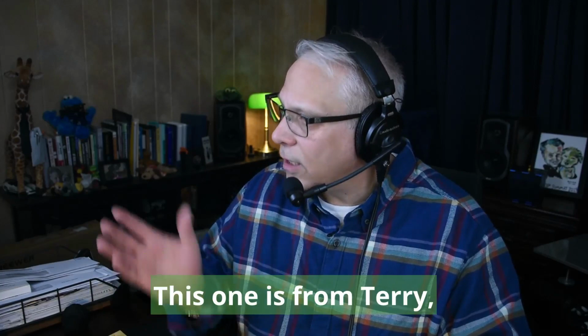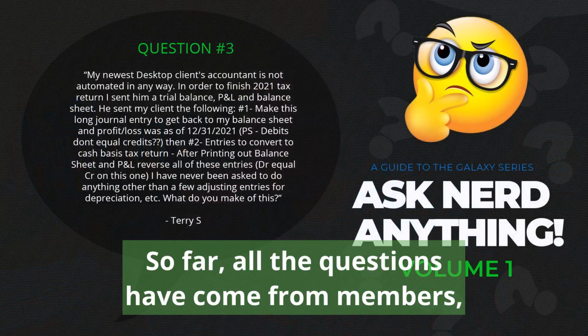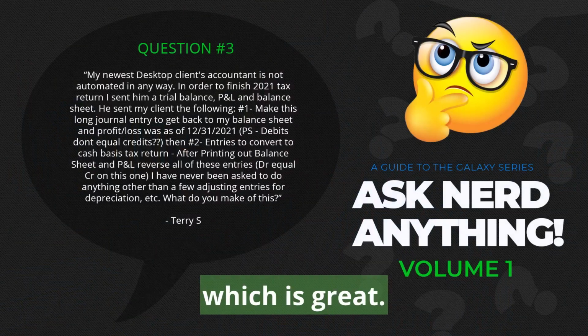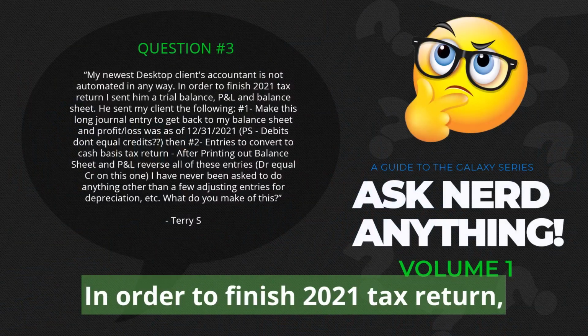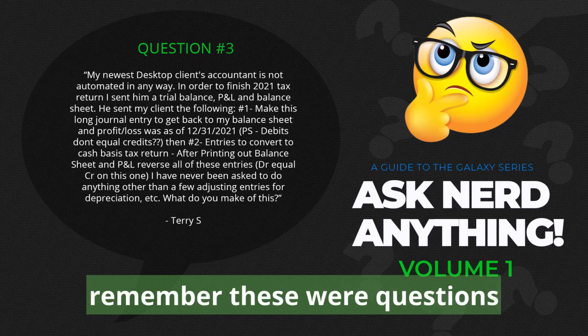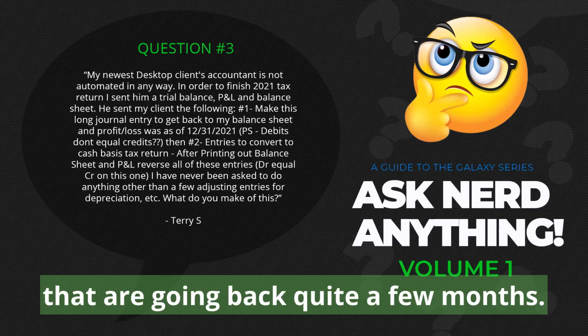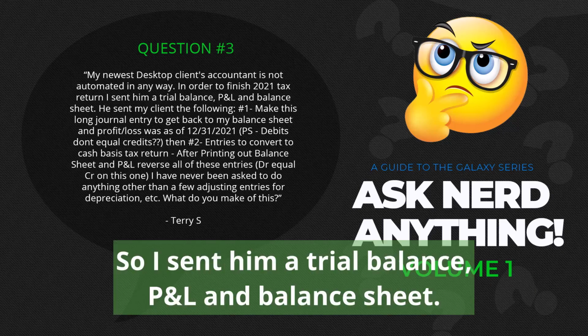This one is from Terry, who's also a member of 97 and up. There seems to be a theme here. So far, all the questions have come from members, which is great. My newest desktop client's accountant is not automated in any way. In order to finish the 2021 tax return, I sent them a trial balance, P&L, and balance sheet. Remember, these were questions that are going back quite a few months.